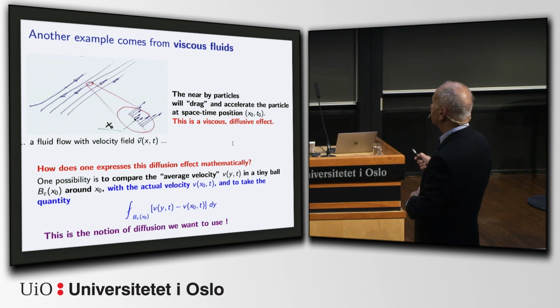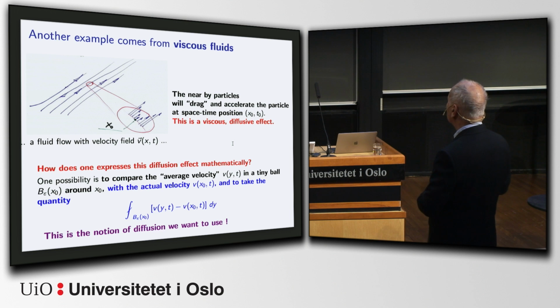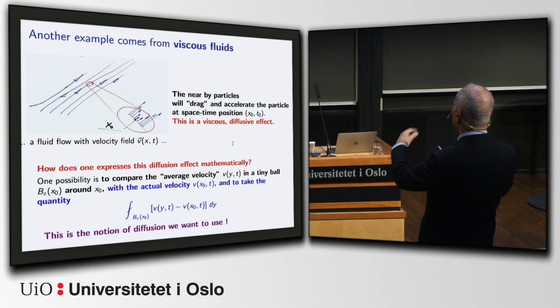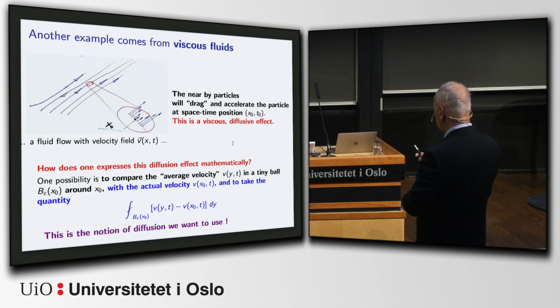Like saying near the center, the velocity is smaller than near the edges. And then it says here the nearby particles will drag and accelerate the particle at space-time positions. So you have x and t, and the particle is accelerated in a different way at some x1, t1, and at x0, t0.